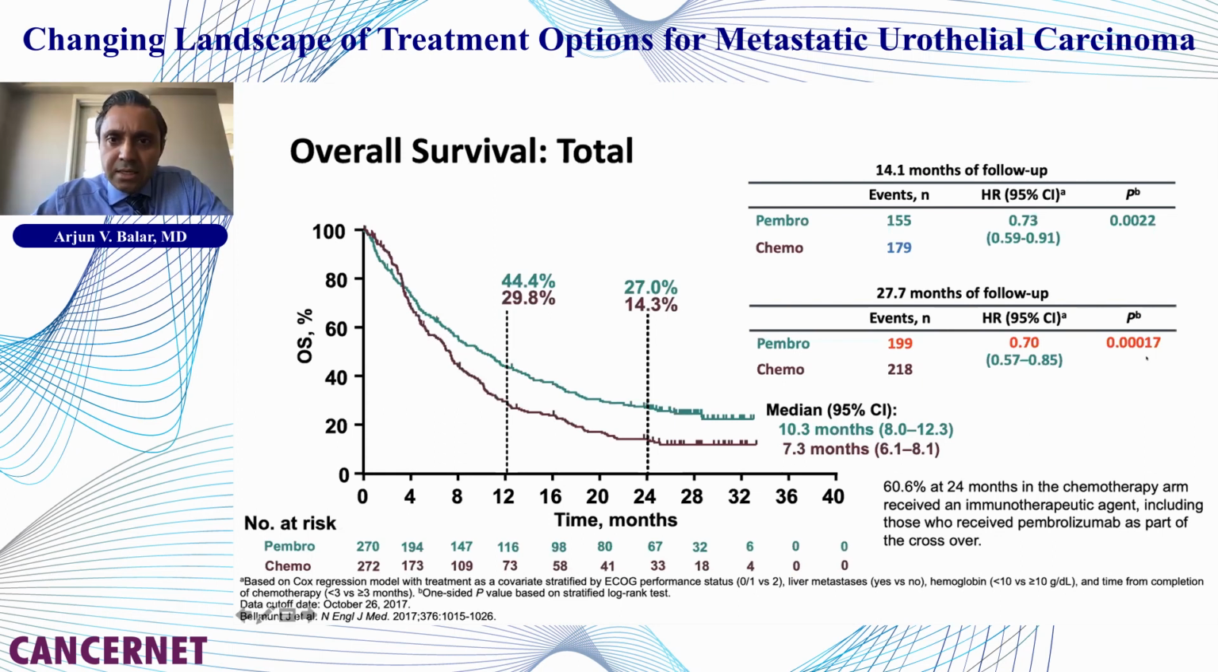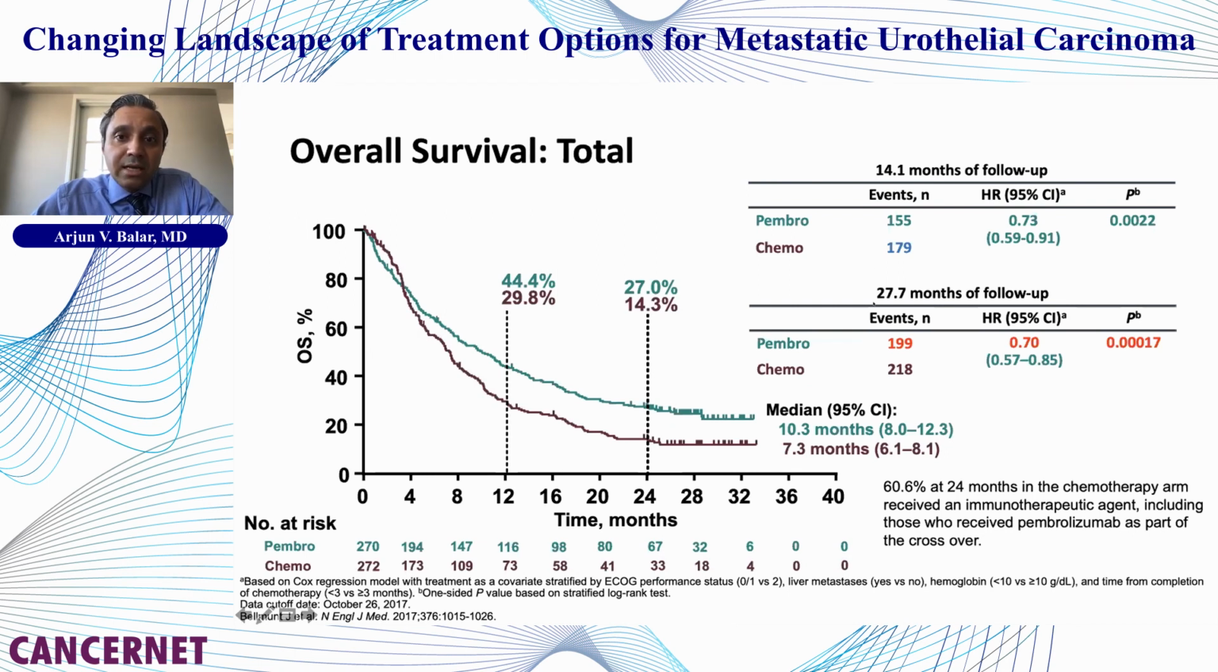This data set in the primary analysis was presented, I believe, at the SITC meeting in 2016, and then has been subsequently updated many times. And what the survival plots reflect are a couple of things. Number one, at the primary analysis, which was at 14 months of median follow-up, the hazard ratio for survival was 0.73 and strongly favored pembrolizumab.